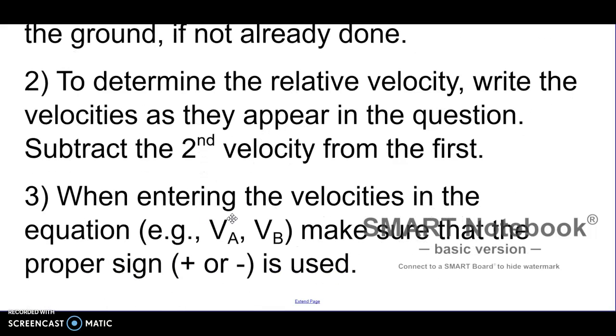The third thing is, when entering the velocities in the equation, VA or VB, make sure that the proper sign is used, because those positives or negatives are our direction. These are vector quantities, not scalar, so the positive and negative are going to take over. We're not going to put north, south, east, or west for these questions. We're going to put positive or negative. Make sure you have these notes down.